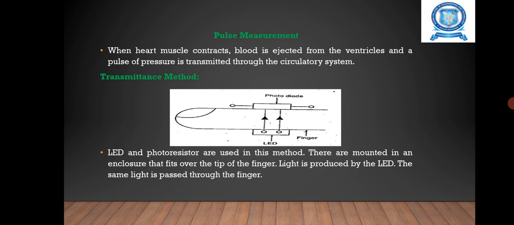Then the light is produced by the LED. Here the same light is passed through the finger. So for each heart pulse, blood is forced into the extremities and the amount of blood in the finger is increased. So the optical density is changed. Then the light is received by the photoresistor.